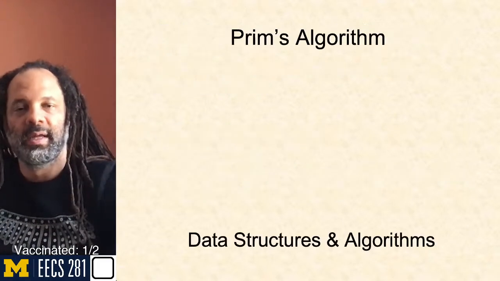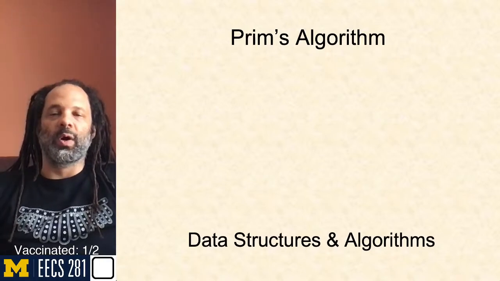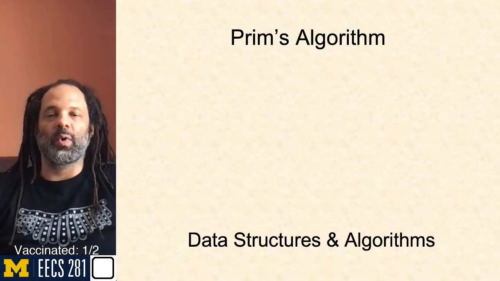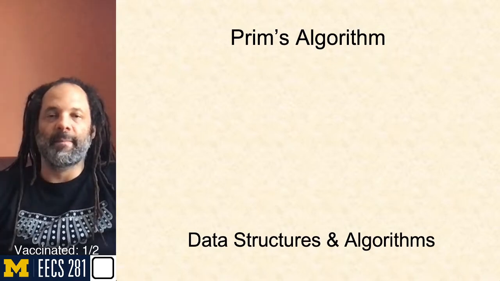All right, that's Prim's algorithm. We saw it greedy. We saw it work with linear searches. We saw it work with priority queues or heaps. Both ways to get to the edges that I want.